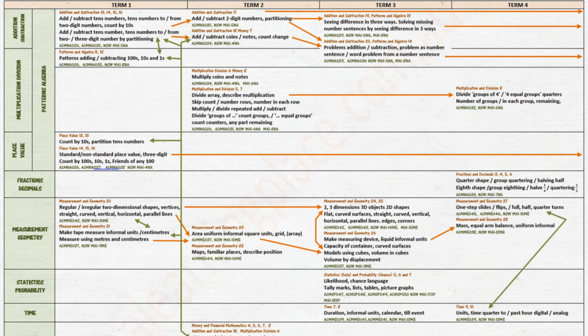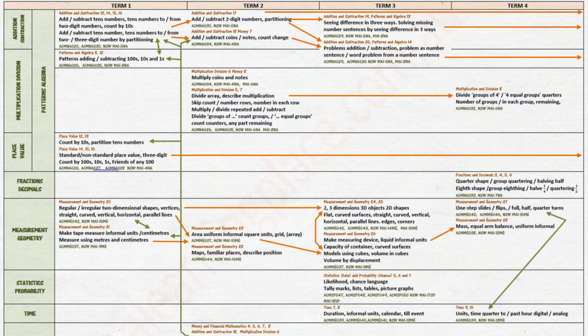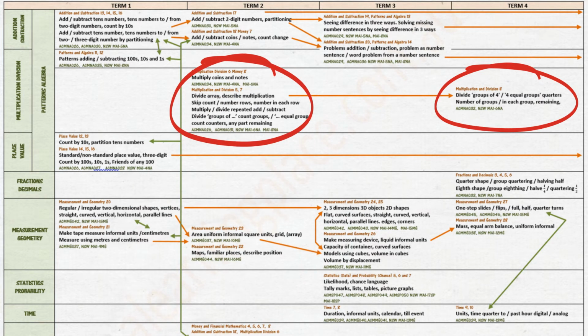As you can see, the focus of number and algebra in Year 2 is adding and subtracting tens numbers and two-digit numbers, counting by tens on and off the decade, and using place value. The focus of multiplication and division in Year 2 is dividing in two ways, into groups of and into equal groups. Children divide into an array and then describe the array using multiplication. The focus of fractions and decimals is quartering shapes and groups, relating quartering groups to dividing into 4 equal parts.